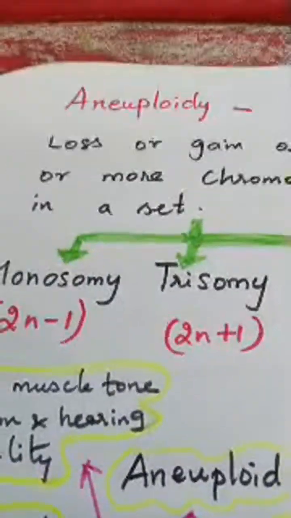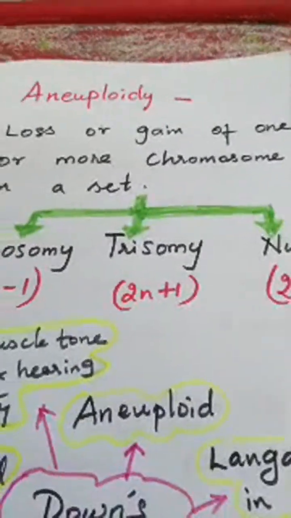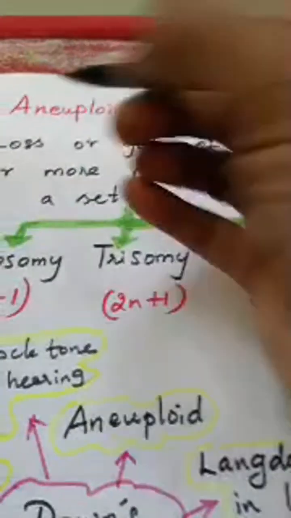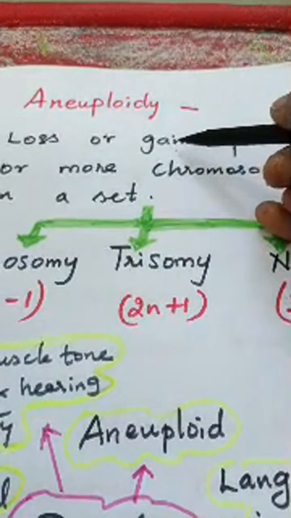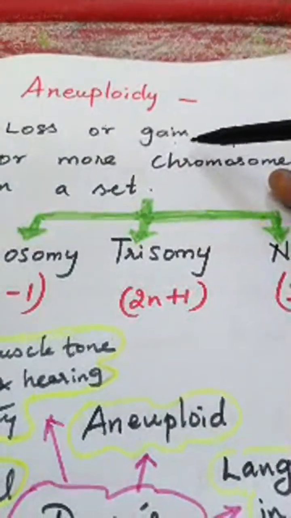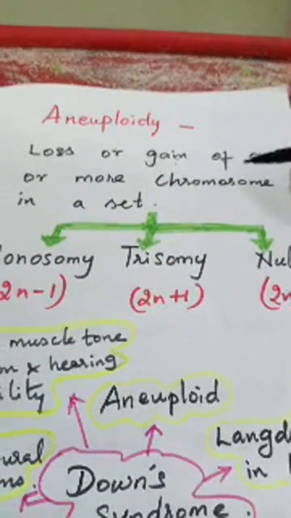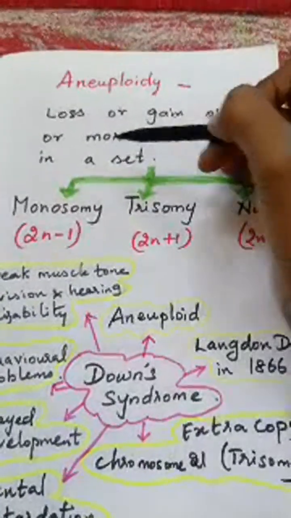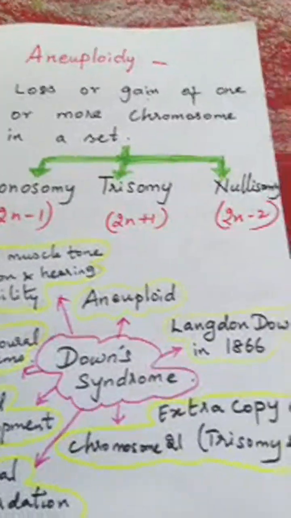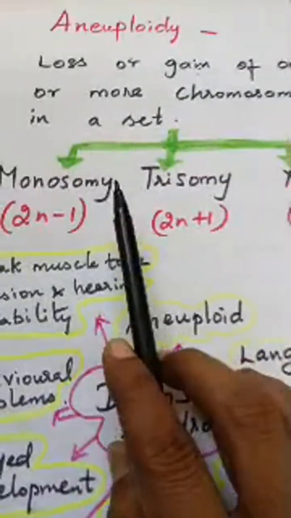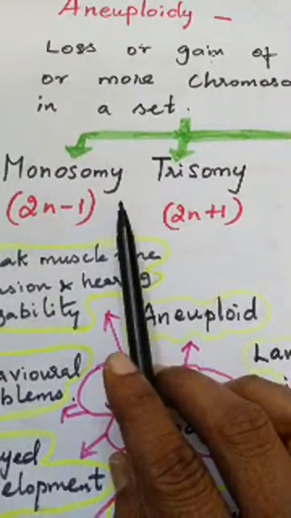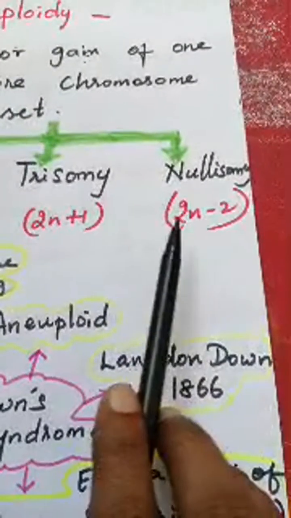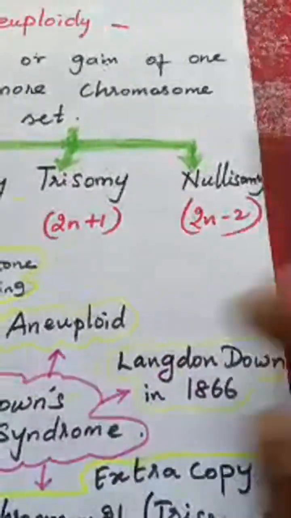The next is aneuploidy. Aneuploidy is nothing but the loss or gain of one or more chromosomes. It may be either loss or gain, that is, addition or deletion. There will be 2 or 3 types. What are they? Monosomy, trisomy and nullisomy. Monosomy means 2n minus 1. Trisomy means 2n plus 1. And nullisomy means 2n minus 2, which is 0.